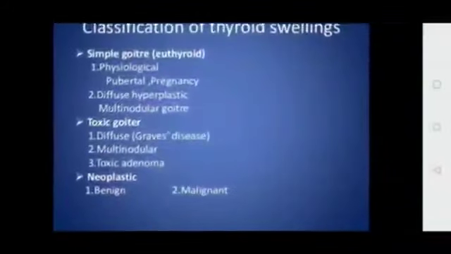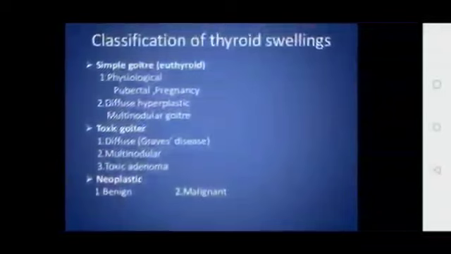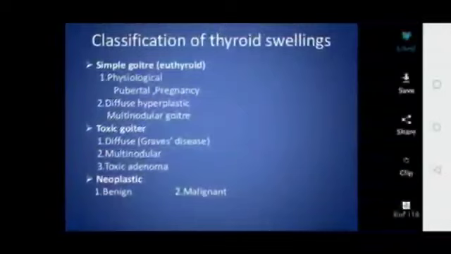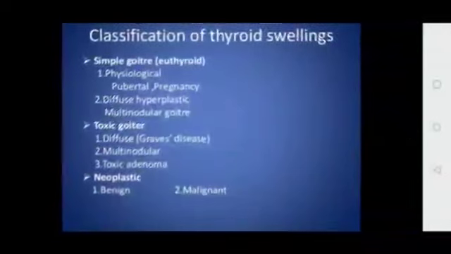Coming to the classification of thyroid swellings, as we discussed, the simple goiter is euthyroid, without elevation of the hormones. It can be physiological, that is in the pubertal period or in case of stress like pregnancy. The second is the diffuse hyperplastic, where you can see multinodular goiters in case of diffuse hyperplastic cause.